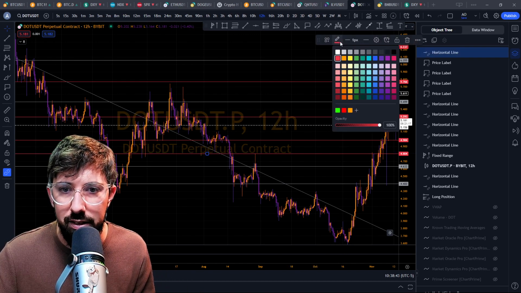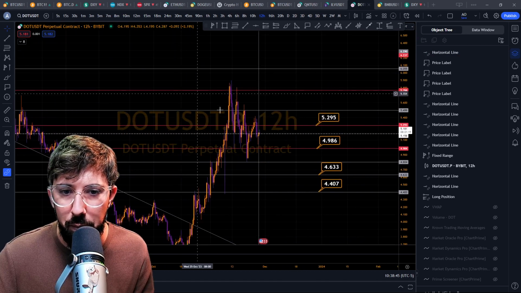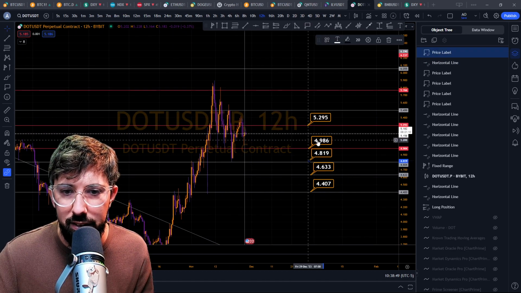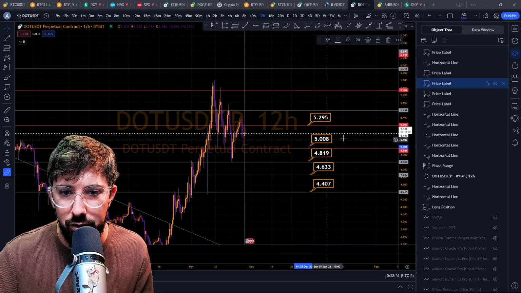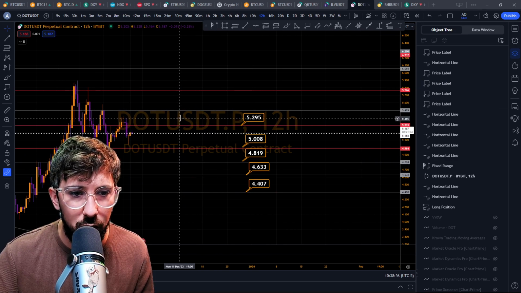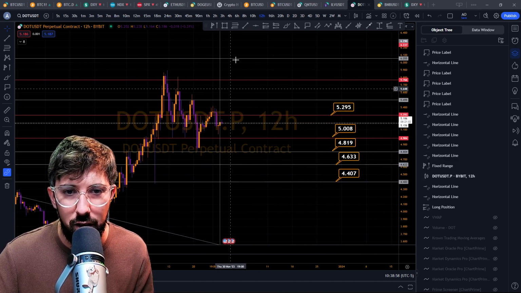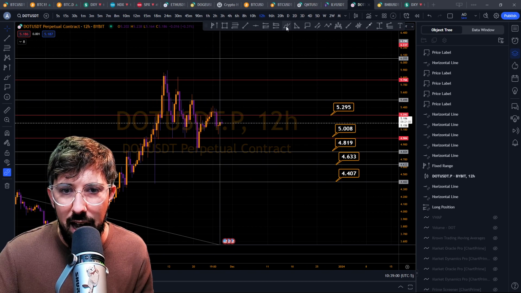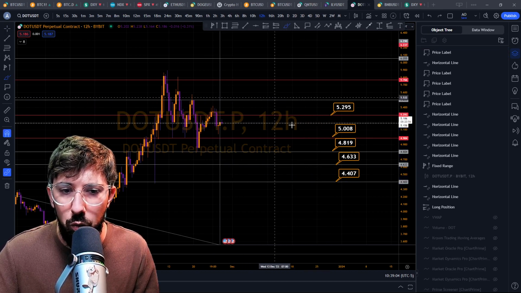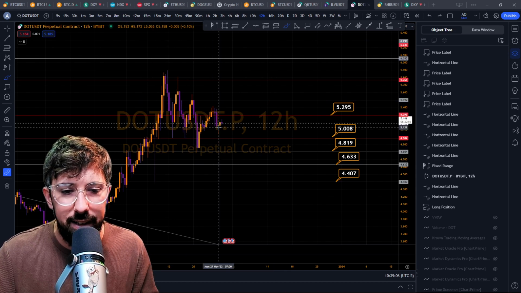Let's make it gray so it's more visible, but we know these are secondary areas where we're looking. We know we need to hold this $5 area. That's so psychological. However, if we do drop from here and we do work our way down, we can look for price to bounce off of these levels. So make sure to add these levels to limit spot orders, not financial advice. However, we want to make sure that we're prepared for anything, okay?